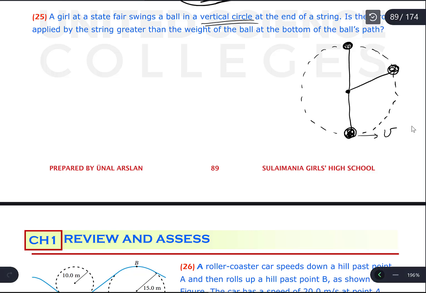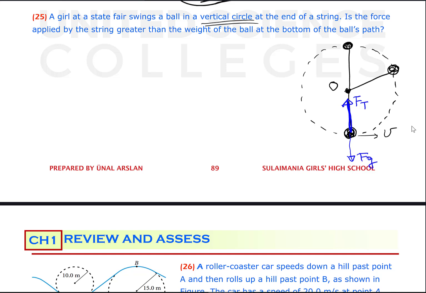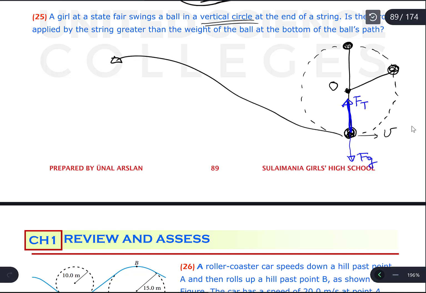So at this position there will be two forces acting on this ball. One of them, which always acts, is the gravitational force towards the center of the earth. The second force is going to be the force applied by the string, the force by the string, which we sometimes call the tension force. And this point is the center of the circle. So why should we calculate the centripetal force? Because this ball is in circular motion. At this position, there will be a centripetal force acting on this ball.